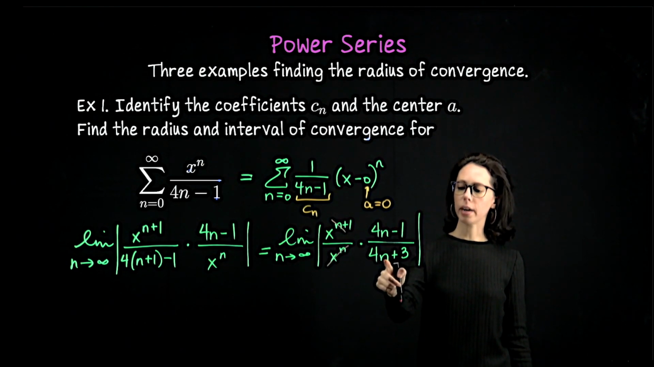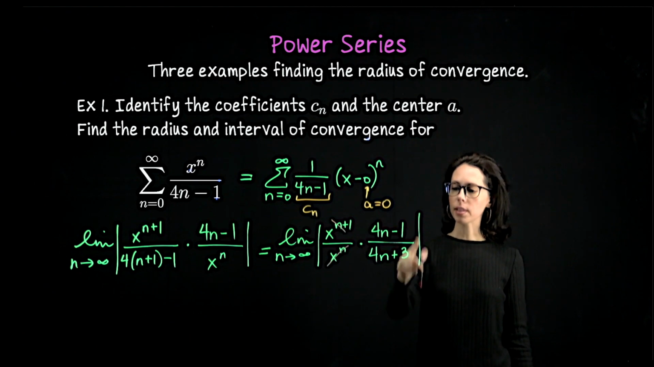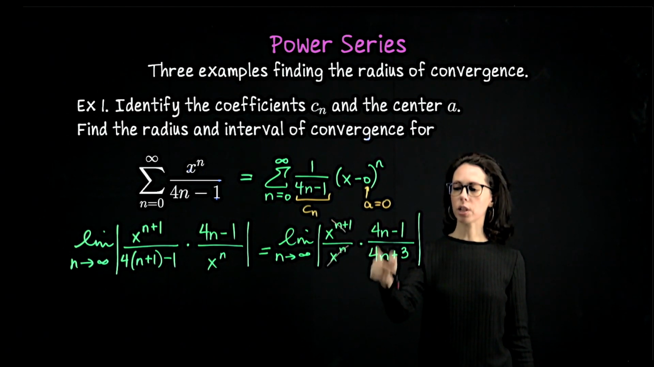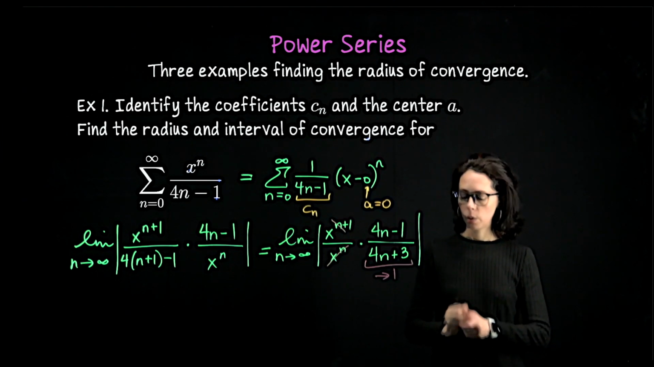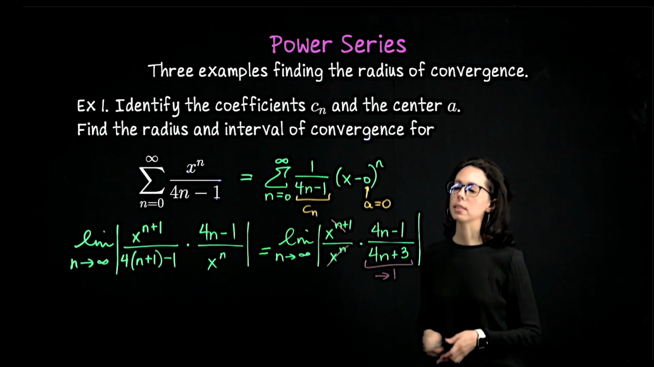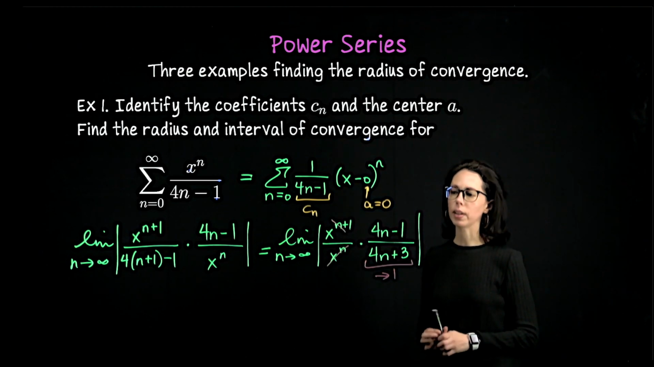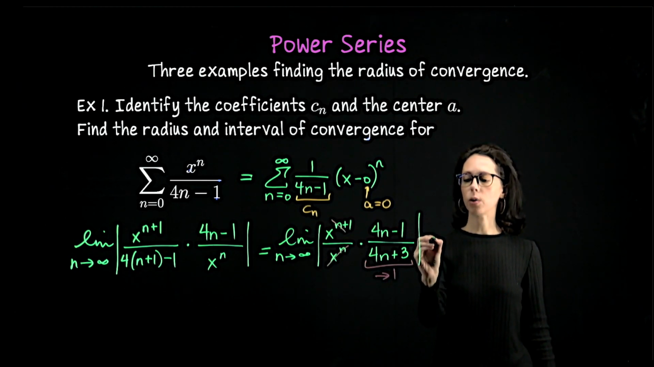The numerator and denominator have the same highest power. So this goes to the ratio of those leading coefficients, 4 over 4. So basically, this expression goes to 1, which means that the limit of this expression as n goes to infinity is going to be the absolute value of x.